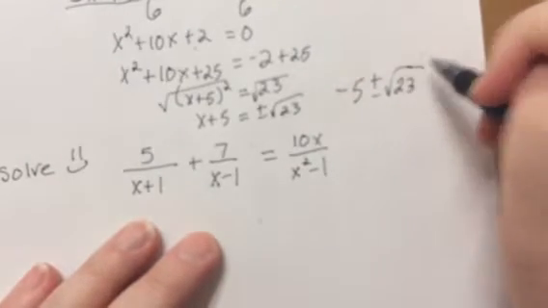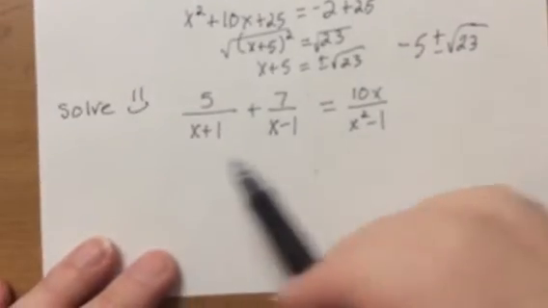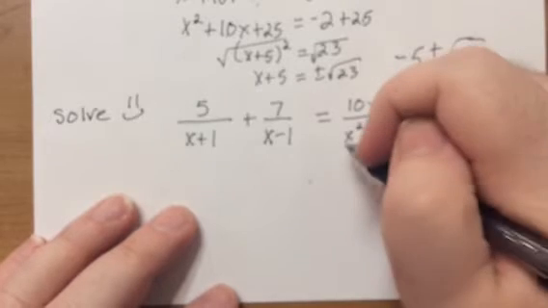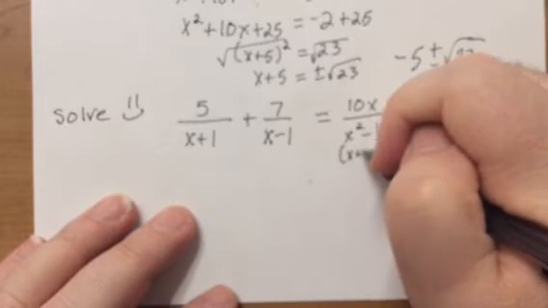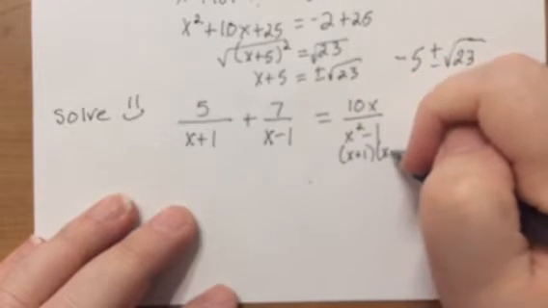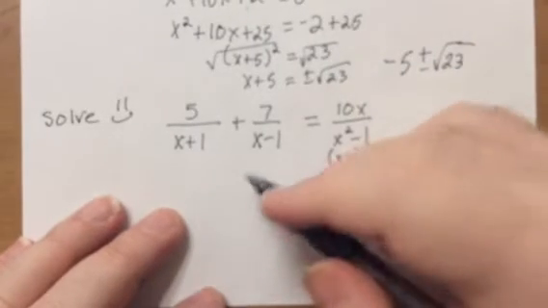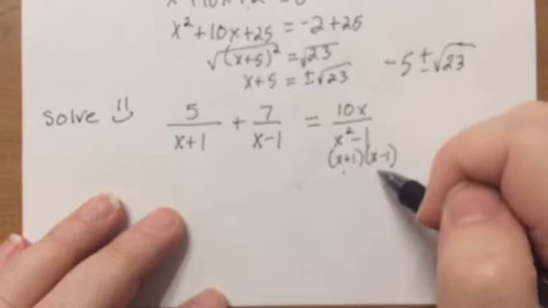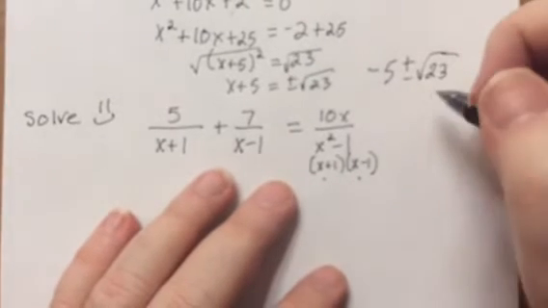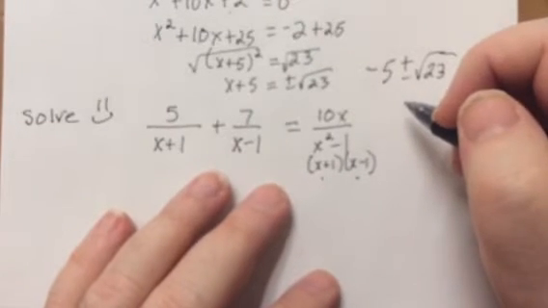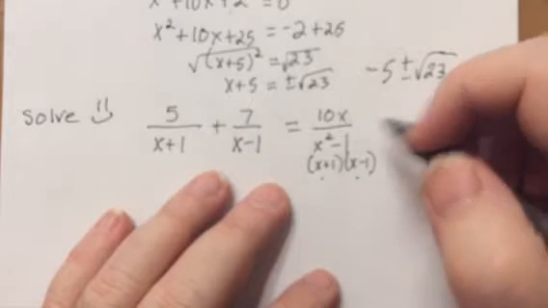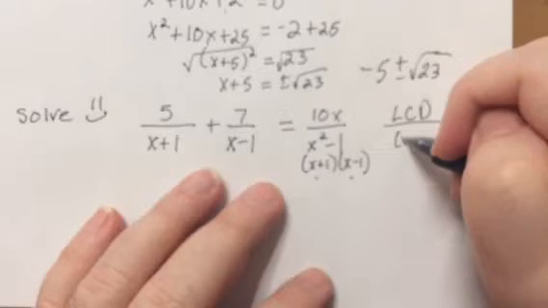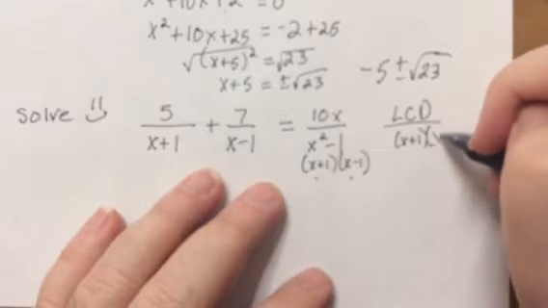Hey, that was fun. Last problem, solve this. If you haven't, stop and do it, but if you did, first thing we need to do is factor the bottom. So the LCD is x plus 1, x minus 1. The most that each occurs in each denominator. So the LCD, x plus 1, x minus 1.